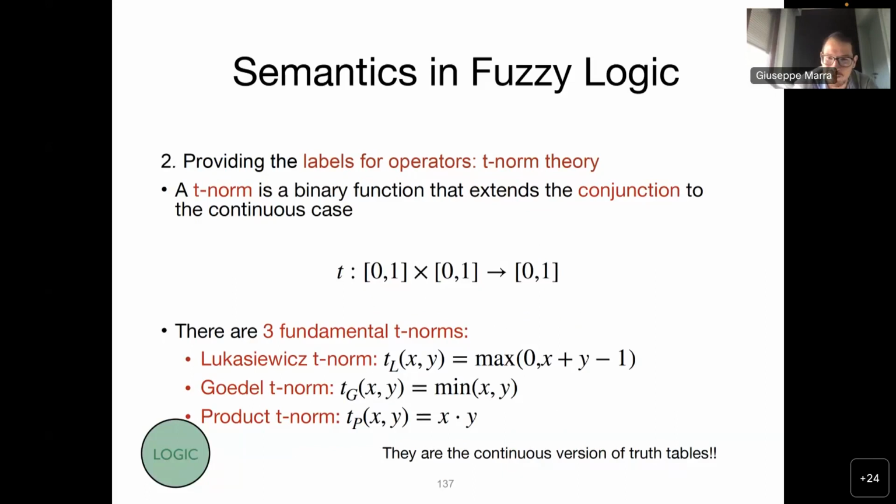In the Boolean case, if at least one is zero, then the conjunction is zero, which is how the product also behaves. Because if you take the product with something that is zero, then you get zero. The only way to get one is if both are one. But of course, the product t-norm can also be defined on all the intermediate values, like all the other t-norms. And these are just continuous versions of the conjunction.